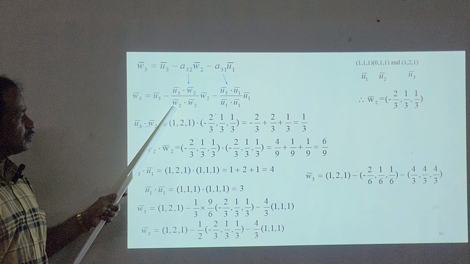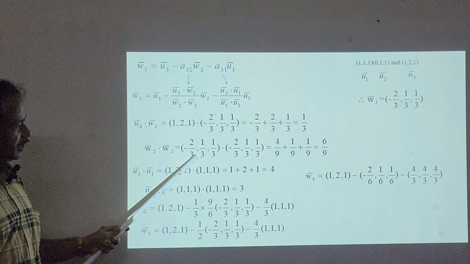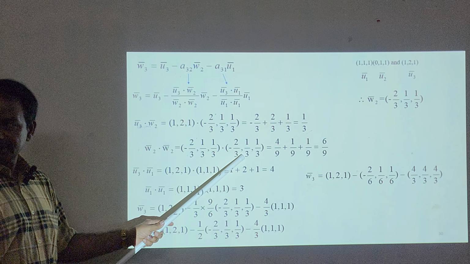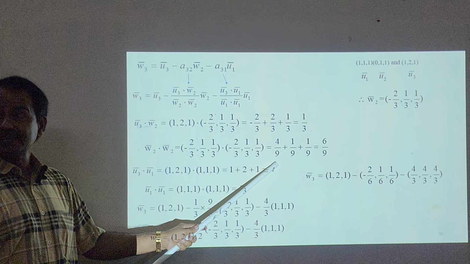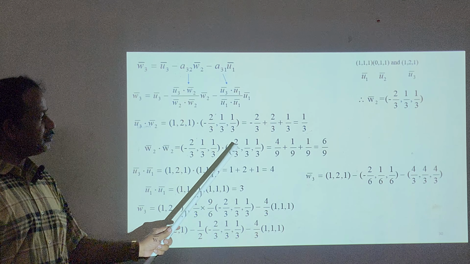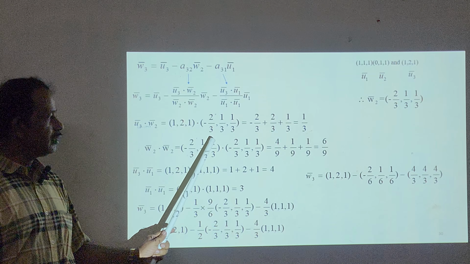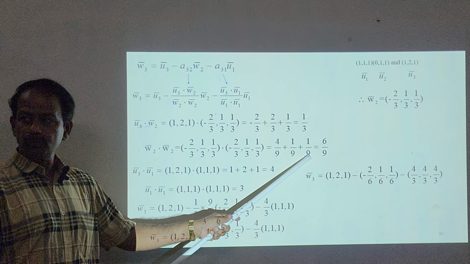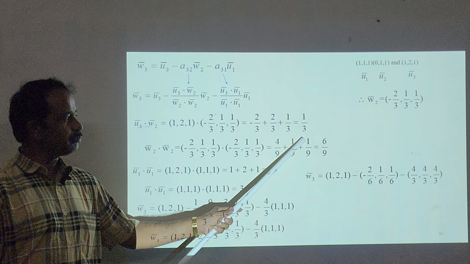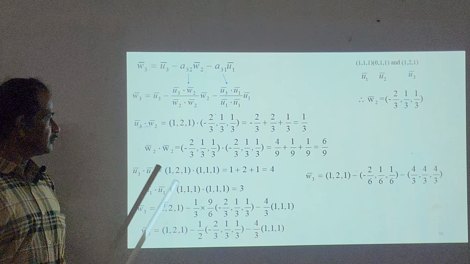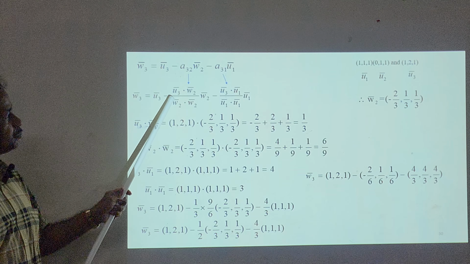Now we will calculate W2 dot W2. W2 is here, and W2 is here. So minus 2 by 3 gives 4 by 9. Then 1 by 3 dot 1 by 3 gives 1 by 9, and 1 by 3 with 1 by 3 gives 1 by 9. So 4 plus 1 plus 1 gives 6 by 9. So we have calculated W2 dot W2. So this part is over.